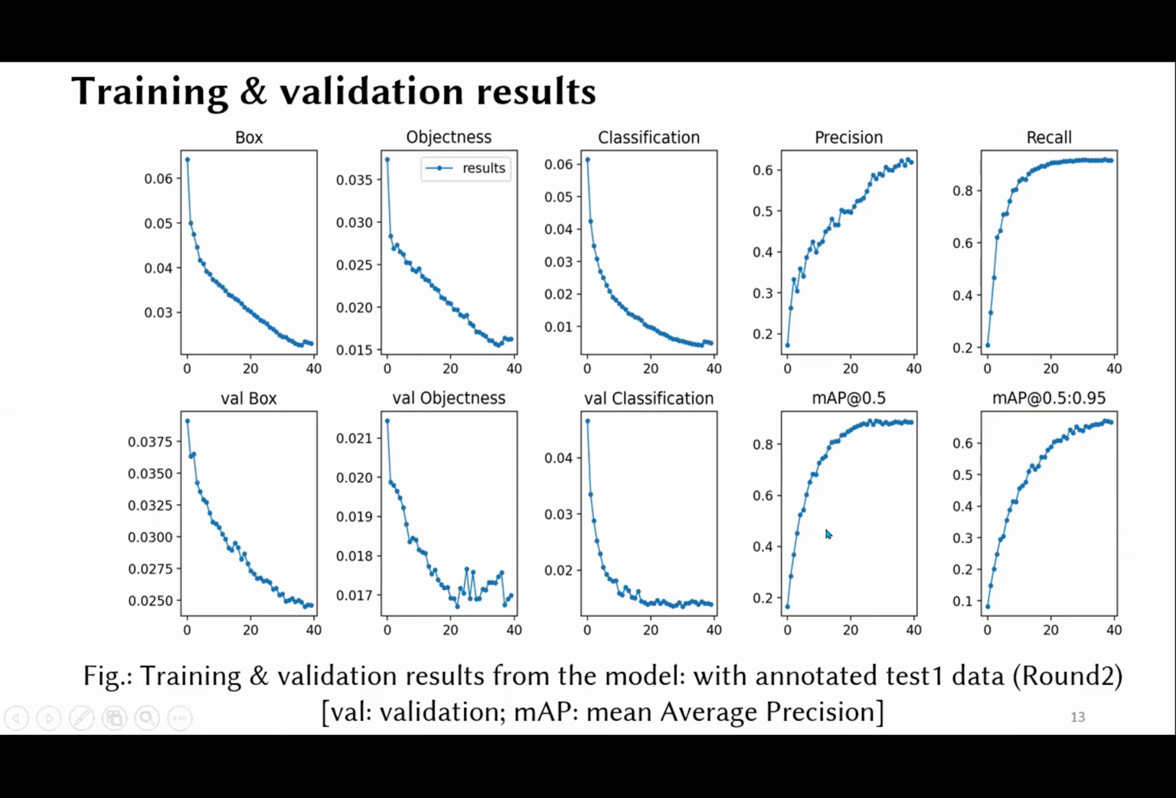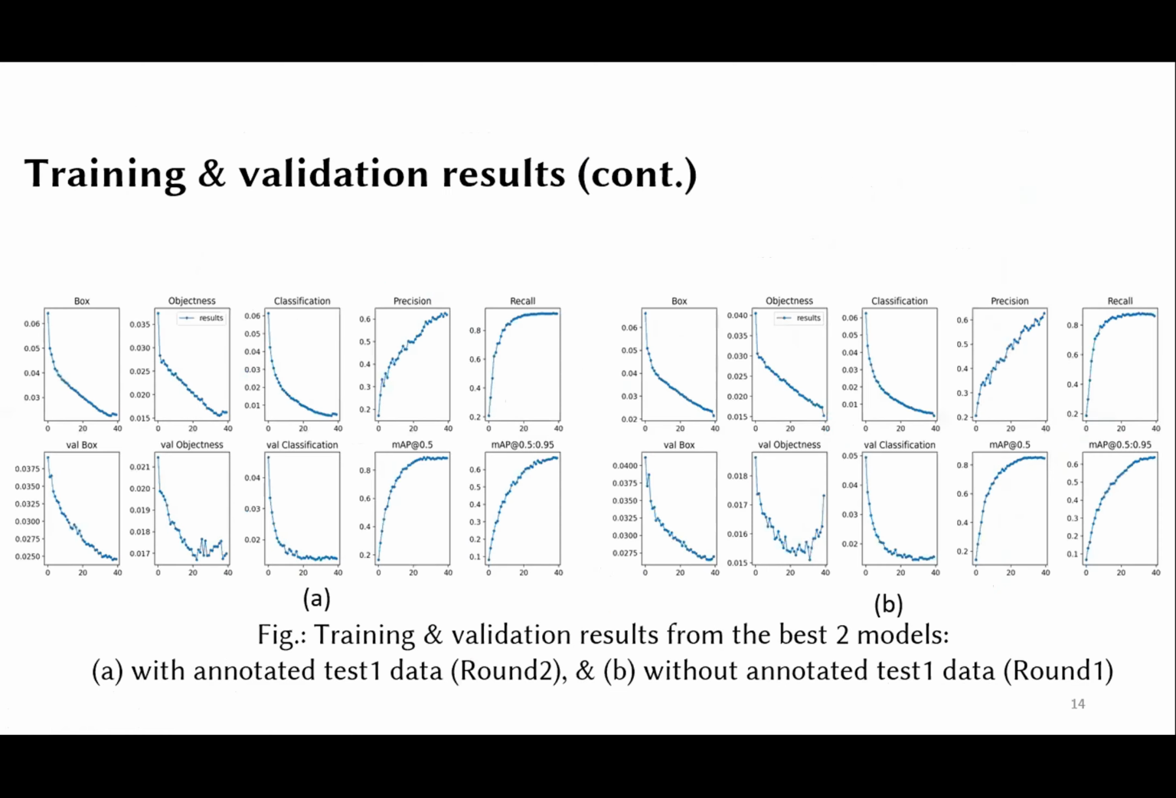We chose to stop our training depending on the validation objectness. When the validation objectness started to increase, we stopped our model, and at that point our model performed best.